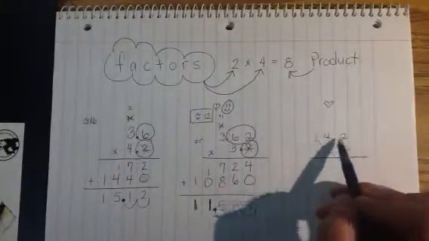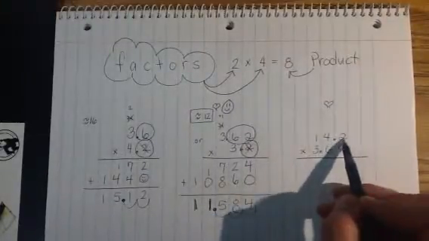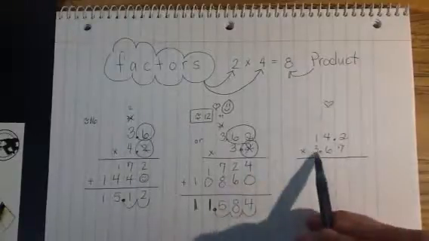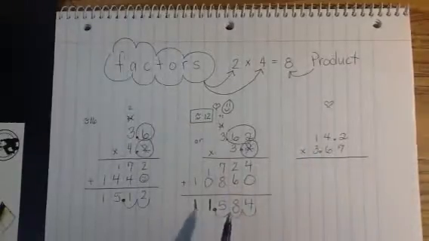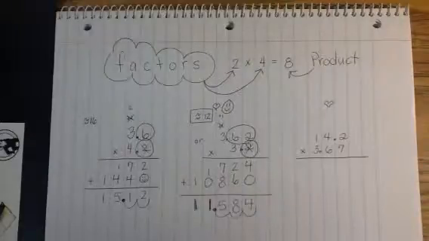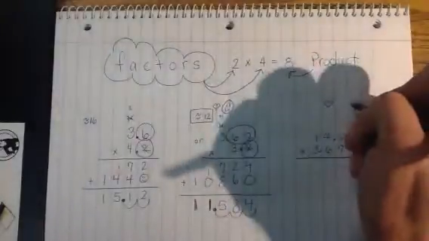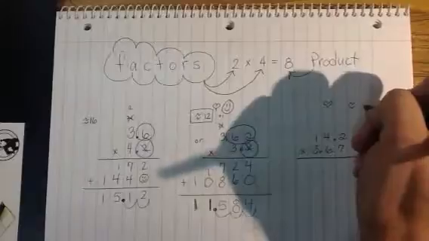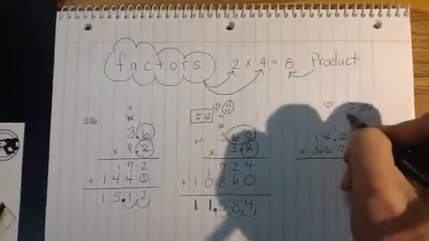Anyway, let's use some mental math. So 14 and 2/10 would round to 14. 3 and 67/100 would round to 4. So I need to do 14 times 4 in my head. I could do repeated addition. Boom, boom, boom, boom, boom would be 56. My final answer should be close to 56.